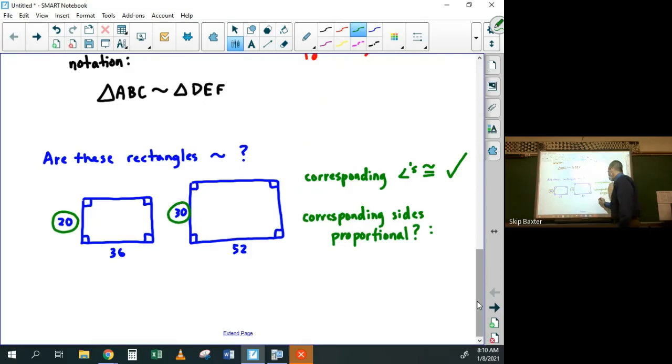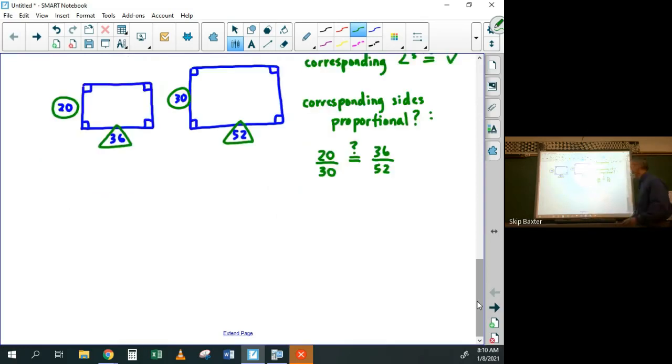So if I make that fraction, I get 20 over 30. And I just want to know if that is equal to, or equivalent to, the 36 over 52. Those two go together, right? I want to know, does that equal 36 over 52? So really all I have to do is just simplify these two fractions and see if they're equal. If they are equal, then the answer is yes, these rectangles are similar. If they're not equal, the answer is no, because the sides aren't proportional. So this simplifies to be 2/3. That's super easy.